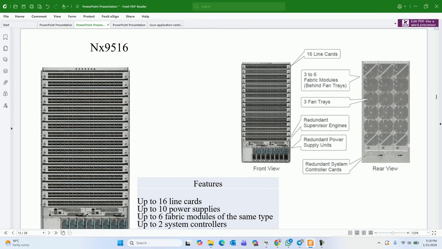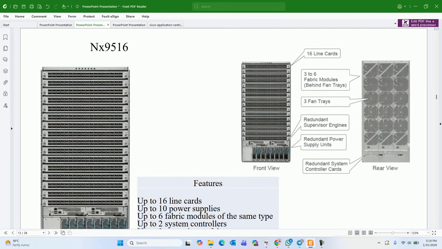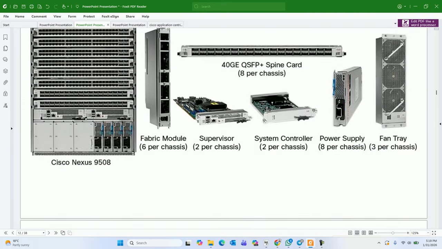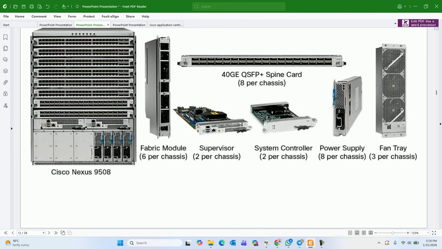The line cards are what you install in the chassis. So instead of calling it a switch, we call it a line card. If you call it a switch, it means it's a fixed switch. But when you use the term line cards, it means we are talking about a chassis. So we have the chassis as well as the line cards.